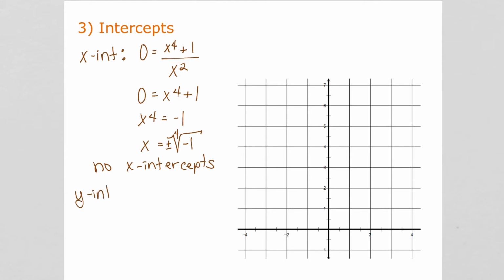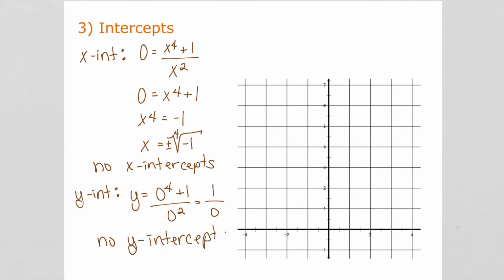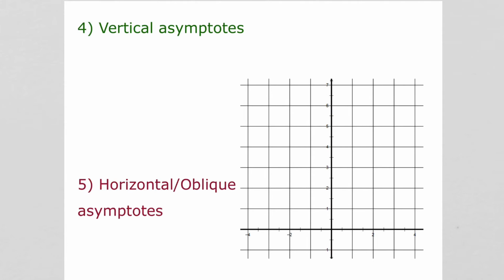Look for y-intercepts. So plug in 0 for x. We're getting a 0 on the bottom, which you can't have. So that tells us that there's no y-intercepts either. This graph is not crossing the x-axis or the y-axis. You're going to see it in a little bit. It looks a little bit funny. Vertical asymptotes. Do we have any? Well, set the bottom equal to 0. Yep, there's a vertical asymptote at x equals 0.